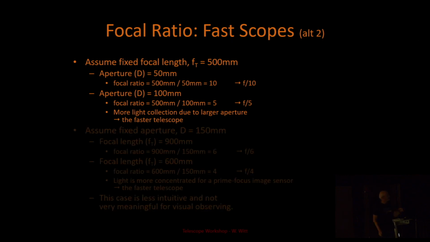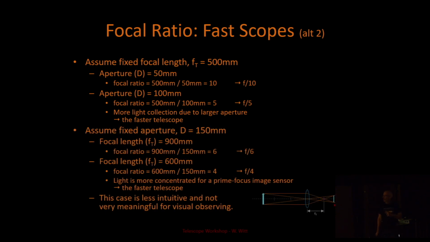Okay. The second one is the one that confuses me more easily. So here, now we're saying the aperture is fixed. So let's say the telescope is 150 millimeters. That's it. But what we're changing is the focal length. Here's the focal length, 900 millimeters. And this one uses different lenses, same size, but the focal length is different. So here, my focal ratio becomes f/6. And here it will be f/4.